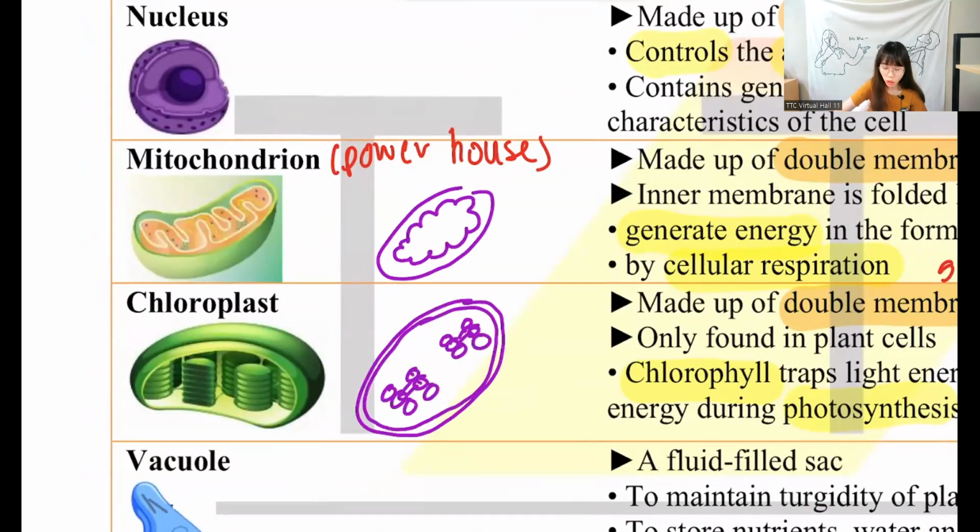This is double membrane. So we have one layer here, two layers, right? First layer, second layer. That's why we call this double membrane. We can only write one similarity, double membrane. No other answer if they ask about similarity. Your answer can only be double membrane. Mitochondria and chloroplast, both of them have double membrane.